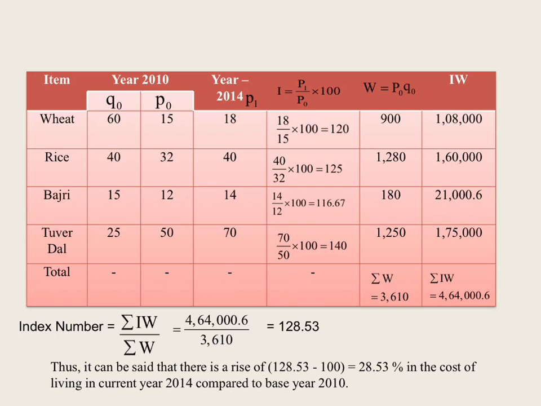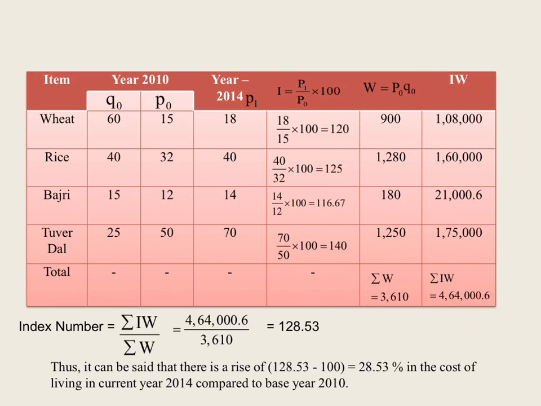Now here W is not straight away given, weight is not given. If weight is not given, then what do we have to do? P0 multiplied by Q0, that is the weight. So P0 Q0 for wheat is 60 into 15, 900. For rice 40 into 32, 1280. Bajri 50 into 12, 600. And for tuber dal 25 into 50, it's 1250. So remember friend, if weight is not given, then we have to multiply P0 Q0. P0 Q0 is equal to weight.